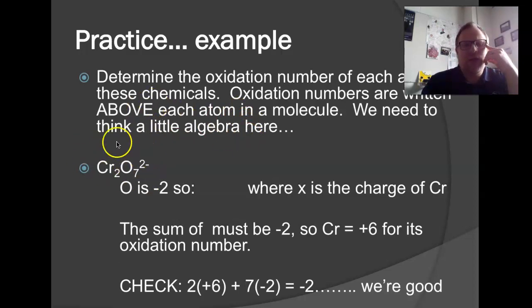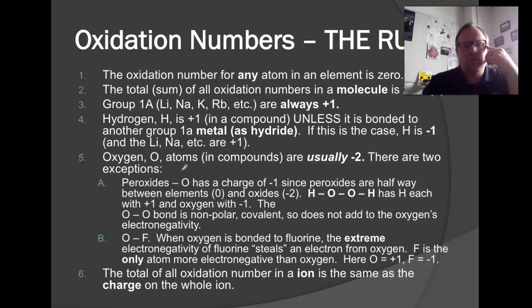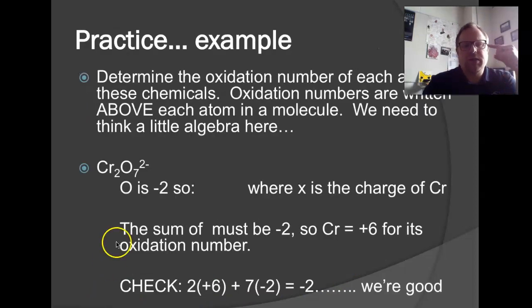So the example that we have here is Cr2O7 2-. This is the dichromate ion, and the dichromate ion is an ion. So we're going to invoke one of the rules up here that we talked about, which was that the total of the oxidation numbers in an ion is the same as the charge of the whole ion. And so when we're dealing with dichromate, we know that all of the oxidation numbers in here are going to add up to equal -2. So here's how I would do this. It's really simple algebra that we're going to be doing here.